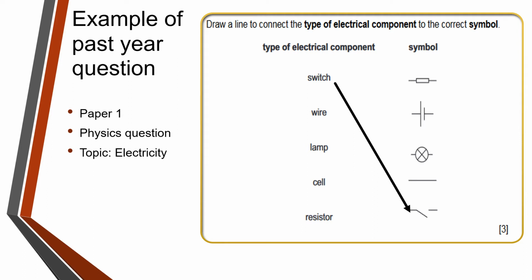For wire, the correct symbol is this one. The lamp or bulb, this will be the symbol. For cell, this is the symbol. And for resistor, this is the symbol. So this is a very simple matching question from paper 1 on electricity, matching the electrical component to its symbol.